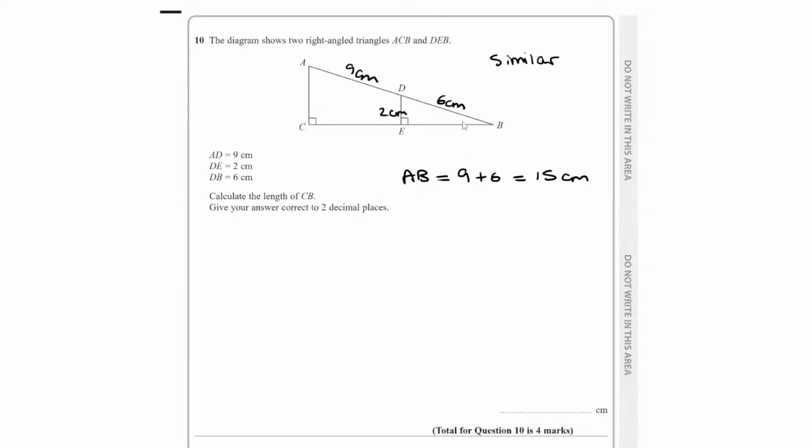So all we need to do then is, scale factor, you can divide them either way round. I like to do the bigger number divided by the smaller one, just because I feel like the answer is always nicer. I don't know, that's just my preference. You don't have to do it that way. You could also do 6 divided by 15 if you wanted. So in my case, I found out that triangle ABC is 2.5 times the size of triangle DEB.